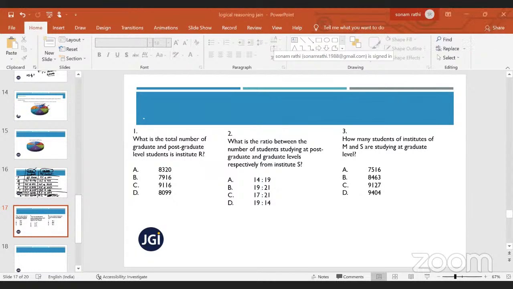I think all of you are giving me the correct answer. Answer for question number 1, option D. Answer for question number 2 is option D. Answer for question number 3 is option B. Got it, everyone? D, D, and B.